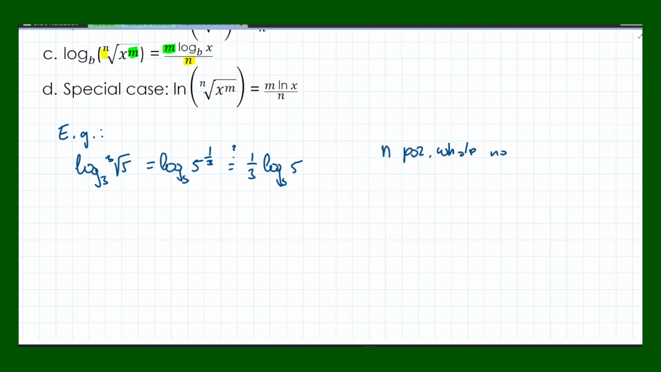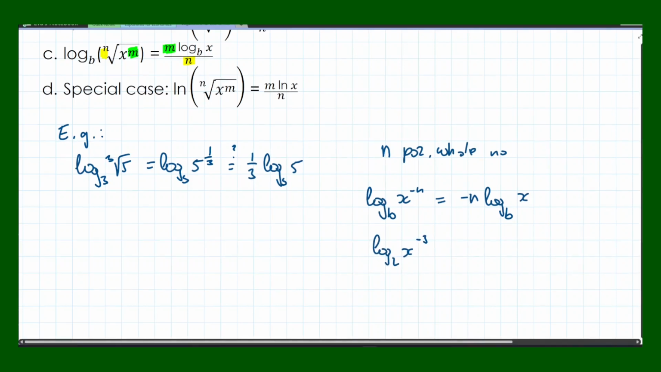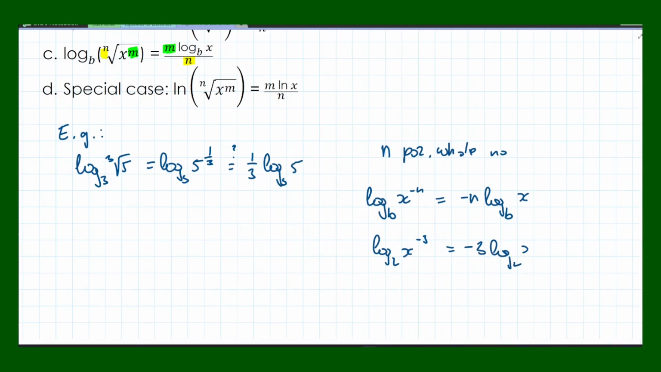Strictly speaking, we looked at n being a negative number as well, because we showed that log base b of x to the negative n is also equal to negative n log base b of x. So we could use something like log base 2 of x to the negative 3. That will be equal to negative 3 log base 2 of x. That's fine, but still those are whole numbers, not fractions like we have here with the 1/3.